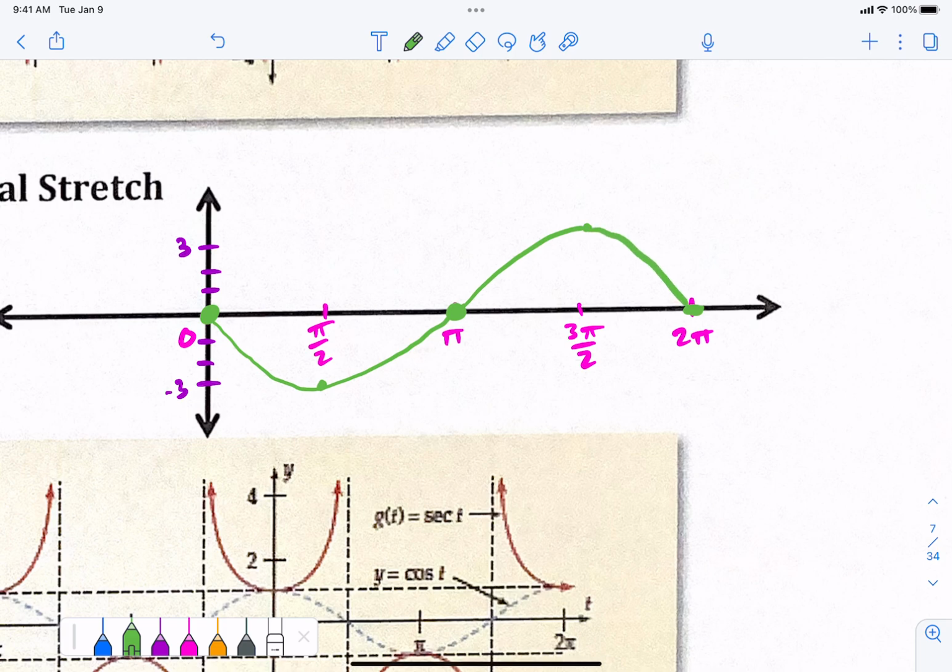And he looks like that. There we go. That's what -3 sine of t looks like. Okay? All right, vertical asymptotes. In just that period, how many vertical asymptotes are you going to have?